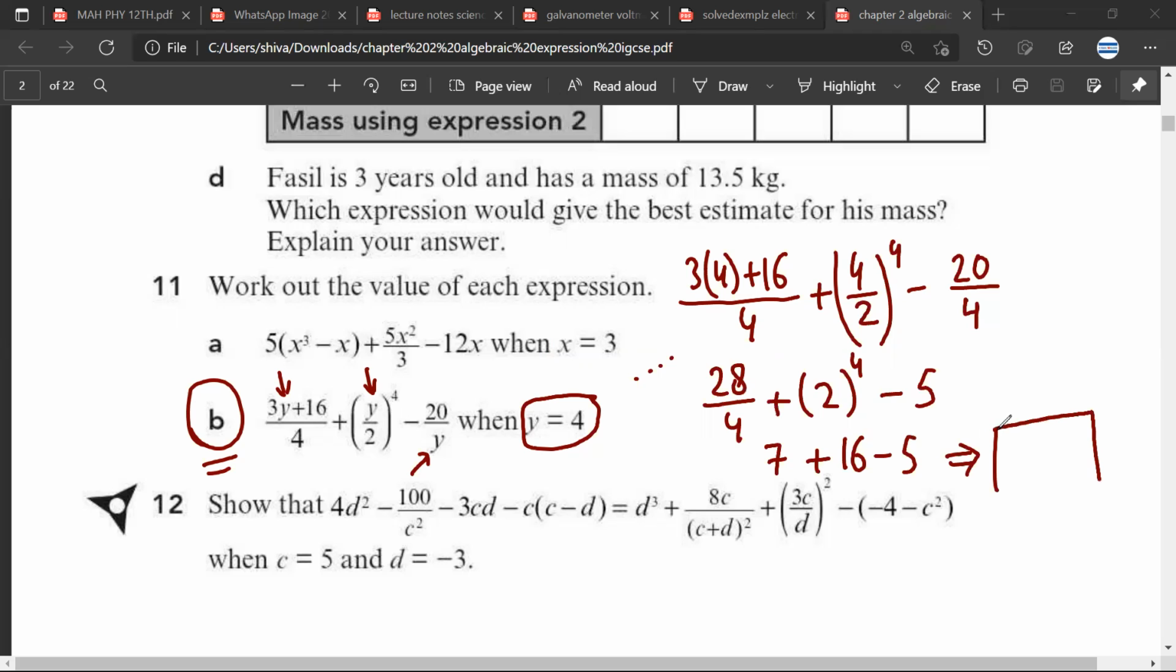Mr. Sarthak, what is your answer? So I got 18. Aryaman, is it correct? Yes, sir.